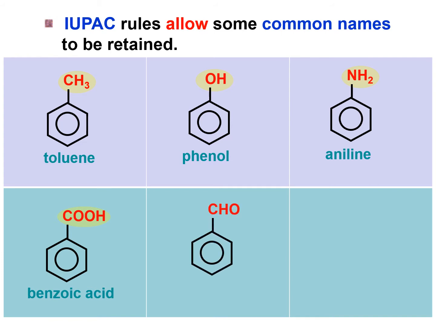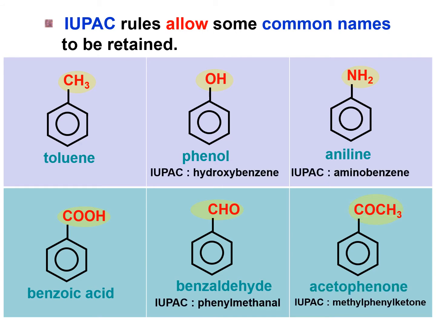If C double bond O H is bonded to benzene, the name is benzaldehyde. And if C double bond O, CH3, is bonded to benzene, the name is acetophenone. And here, we can see the IUPAC name of all the compounds.